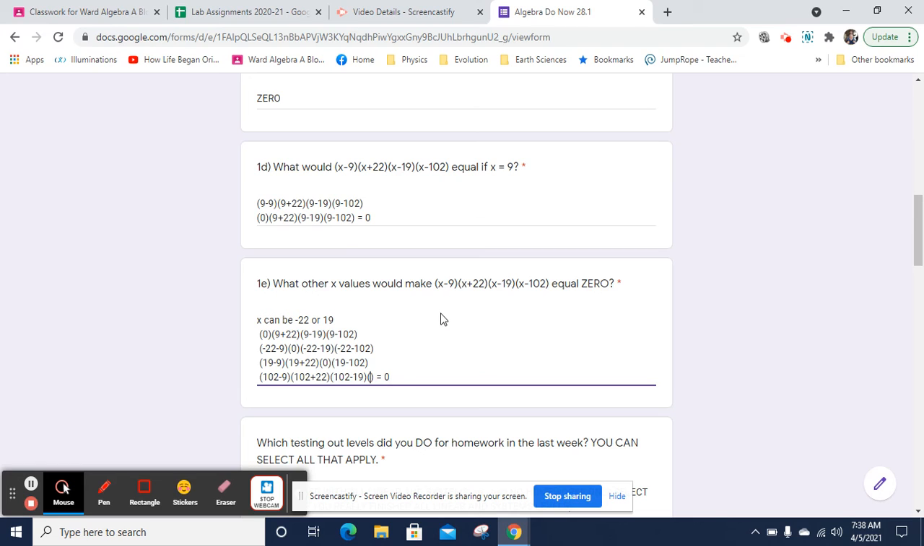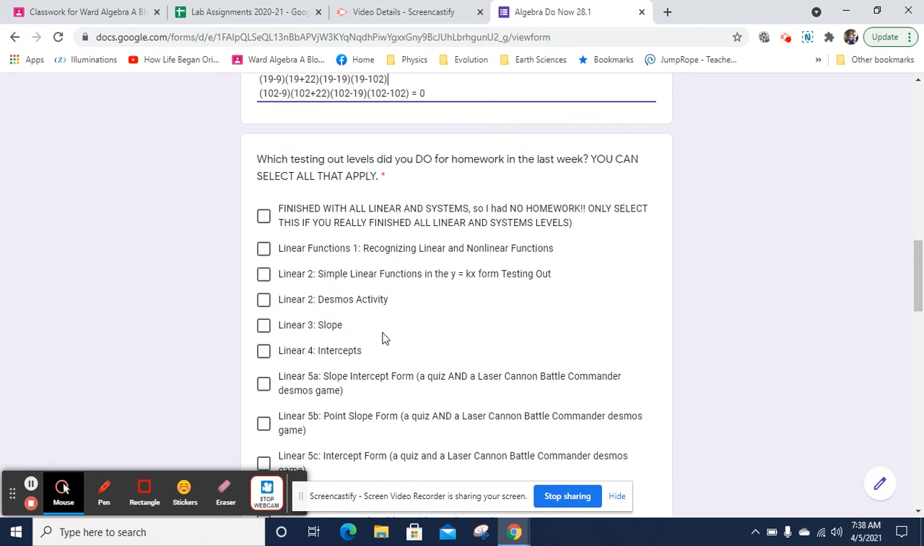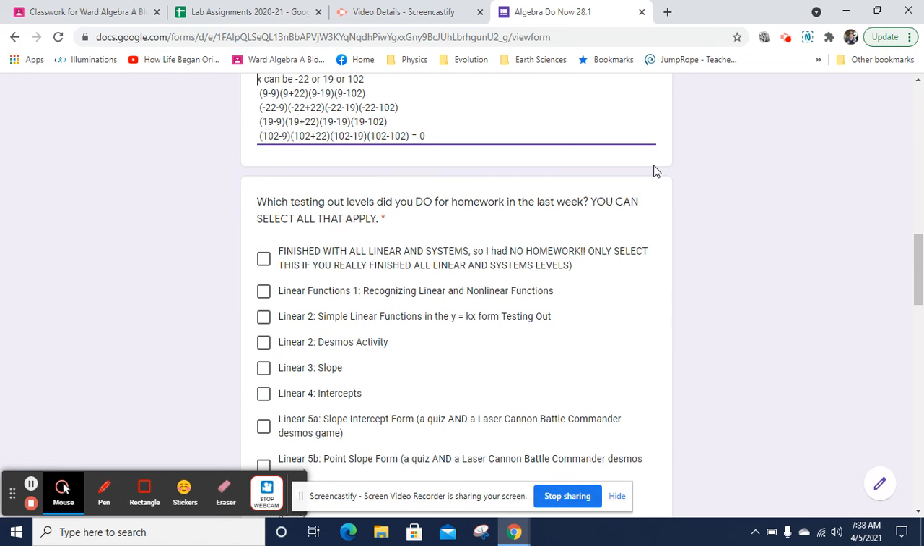Okay, so I'm going to go ahead and put that 102 minus 102 back in there. And I'll go ahead and put the 19 minus 19 back in there just so we can see that. If you want to pause, I'm going to put a negative 22 plus 22 in there. And I'll put a 9 minus 9. So each one of these, or 102, each one of these is going to equal 0.